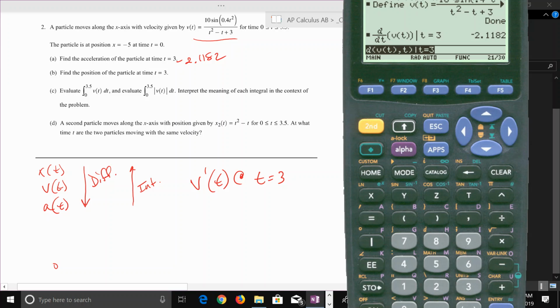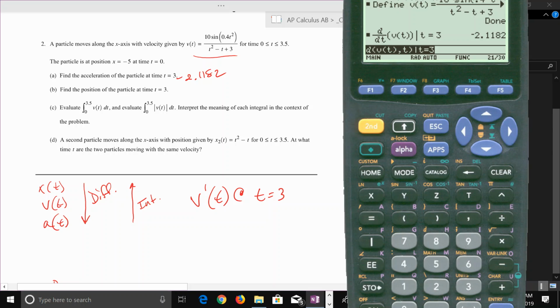Would they accept this answer? No. Really? Yeah, because I'm looking for what is the acceleration at that time. Well, it's not 0.000 whatever. It is negative 2 point. What does negative mean? Direction. Remember, velocity and acceleration are generally direction.